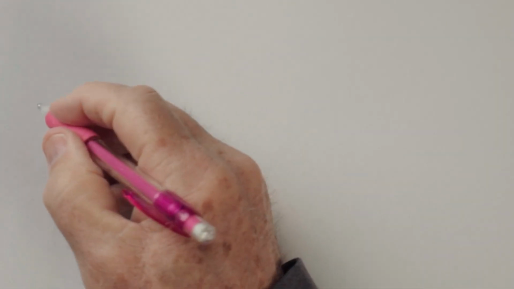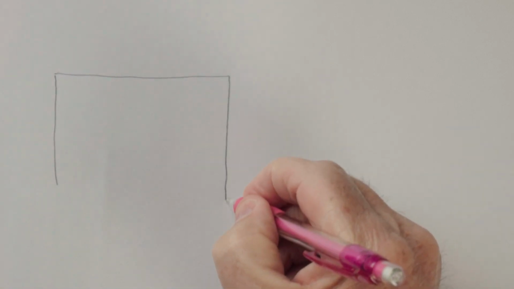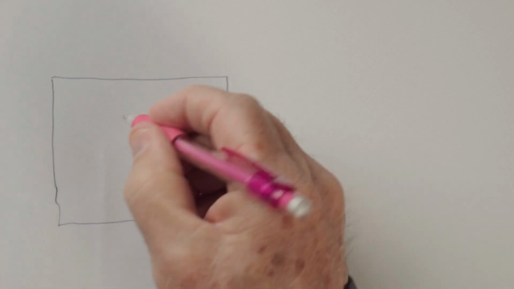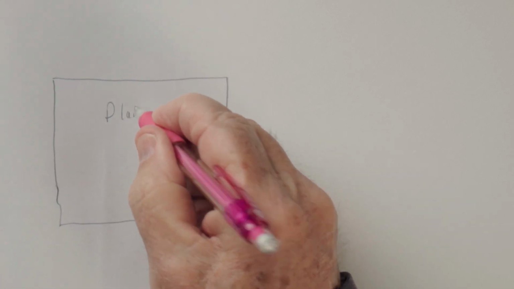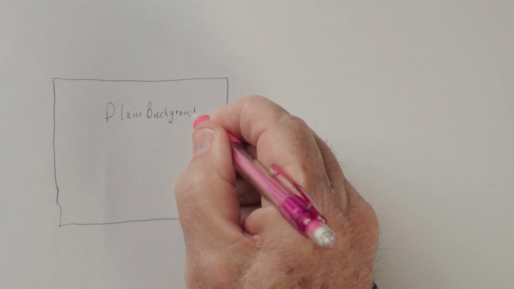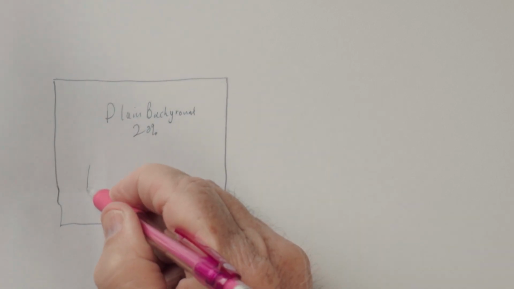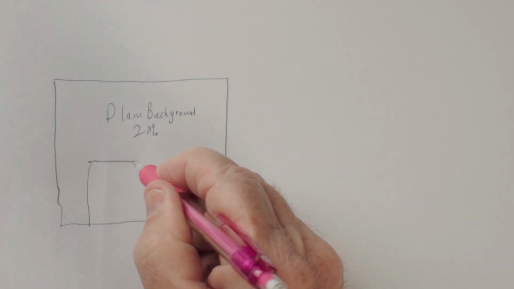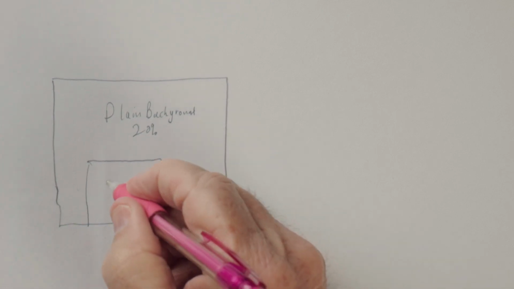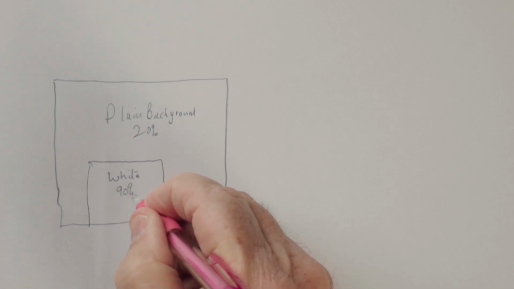Right, now here's our scene again. And we'll make it a little bit more complicated this time. We're going to have a plain background still, and that's at 20% brightness. And we're going to stick a white card in here. And that's going to be 90%.